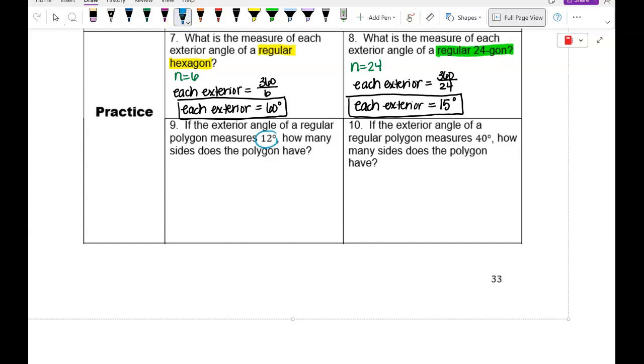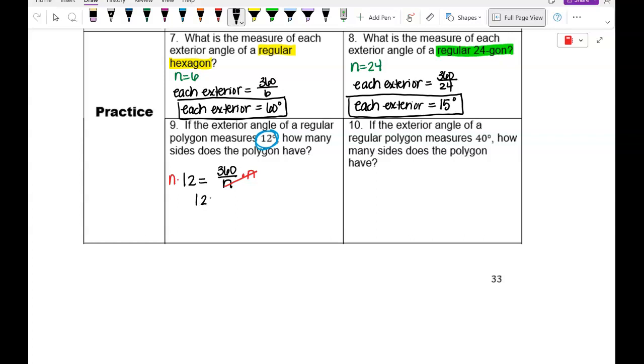So here's our each exterior. We know each exterior is 12. So when we go to set it up, now we have 12 equals 360 divided by n. We had to divide 360 by some number of sides to end up with 12 degrees. So now we have to remember how to solve when the variable's in the denominator, which means we have to multiply it out. We need to get it out of that denominator in order to be able to solve. So I multiply both sides by n to clear it out of there.